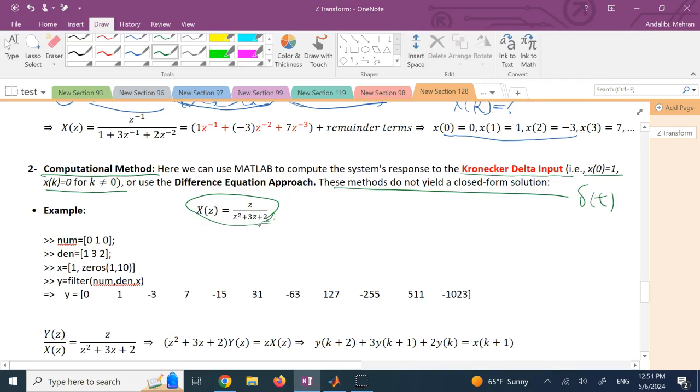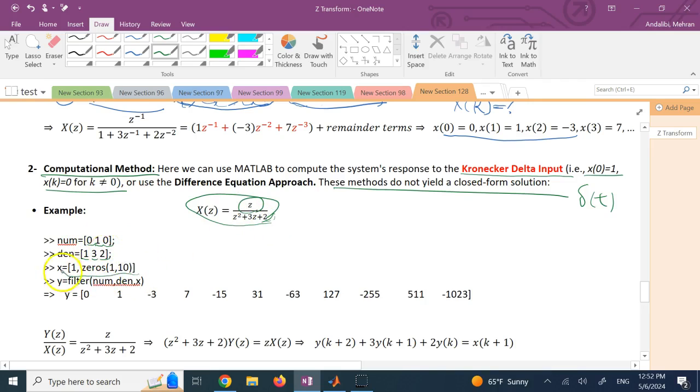Okay, so let me show you both ways. In the first one, this is what you do. You define the numerator coefficients for this. It's a ratio. So the polynomial in the numerator is 0 z squared plus 1z plus 0 constant, and the denominator coefficient is 1z squared plus 3z plus 2.